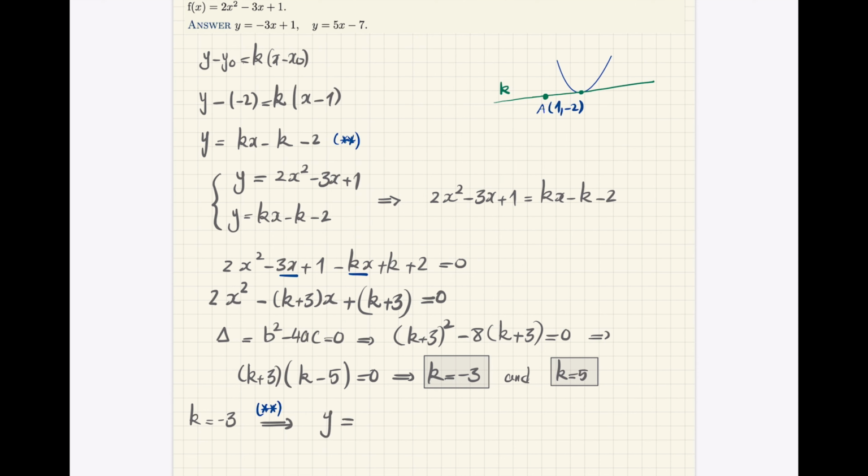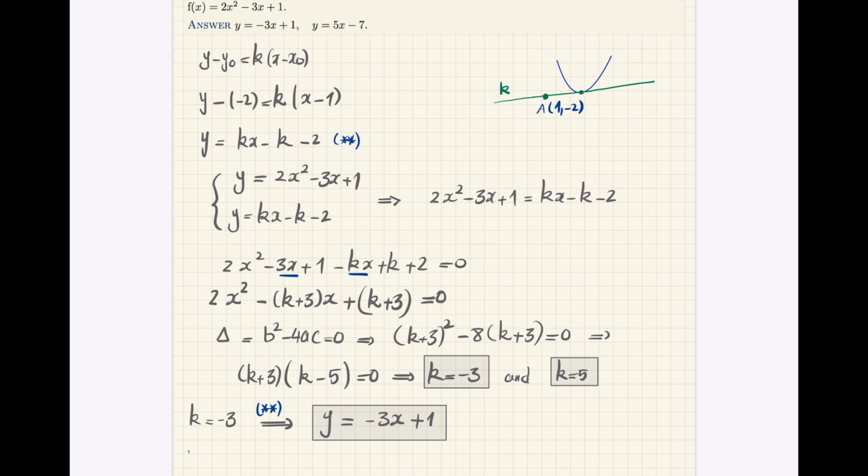So it is y equals, instead of k, I put minus 3, so it becomes minus 3x. And instead of k, I put minus 3, it becomes positive 3 minus 2 is positive 1. So it is positive 1, and you see that this is again the correct answer.